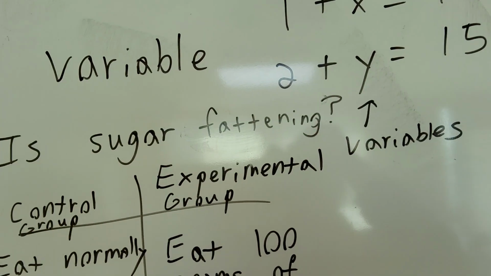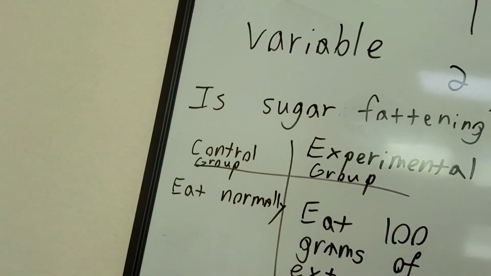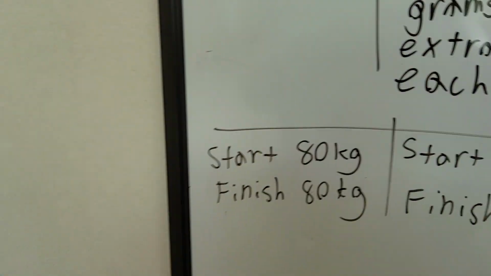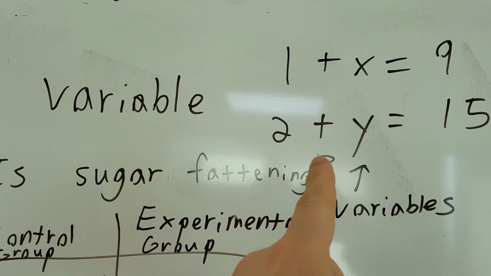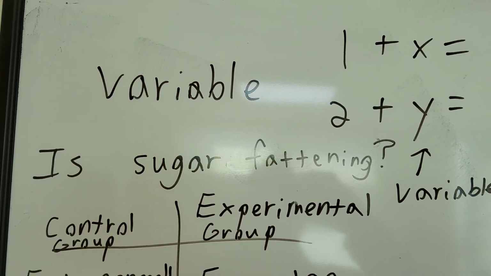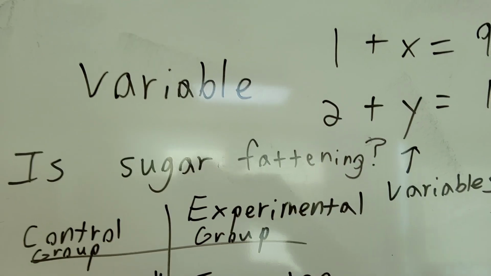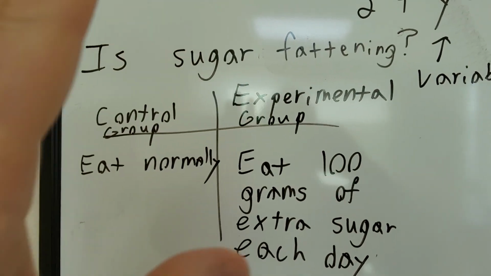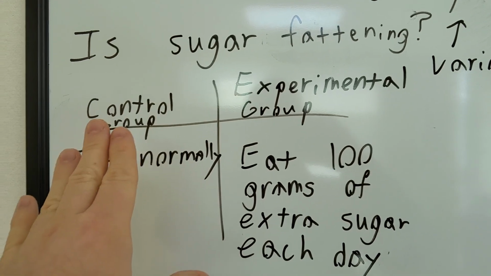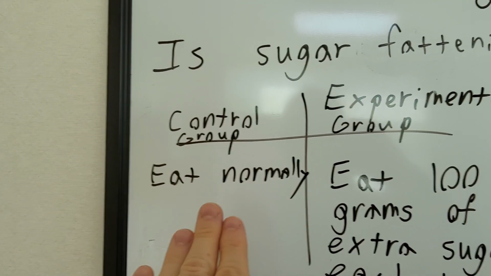But we could also use variables for science projects. So let's say we wanted to answer a question: is sugar fattening? Will sugar make you fatter? The way we'll do this is we'll set up two groups of people. We'll have one that's a control group. We'll just have them eat normally, just what they normally eat.